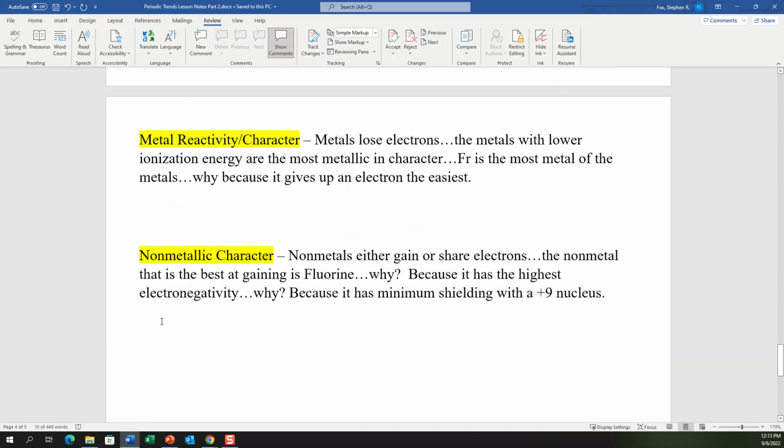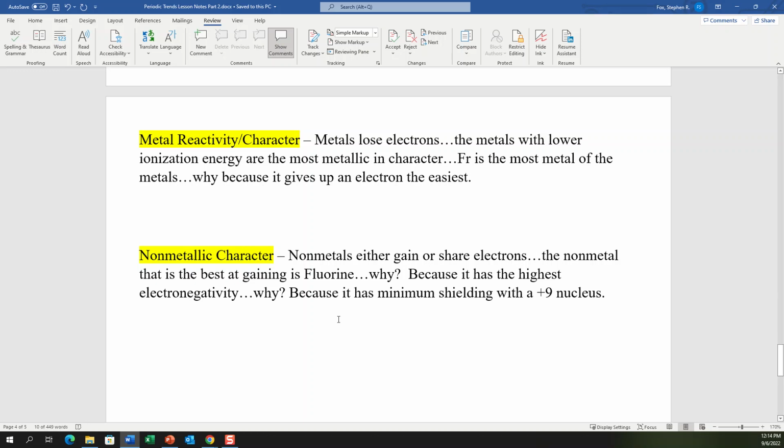Okay? And then non-metallic character is about gaining or sharing electrons, and the element that's the best at that is fluorine, because it's the most electronegative. So fluorine is the most electronegative, making it the most non-metallic. Francium is the most metallic because it has the lowest ionization energy.